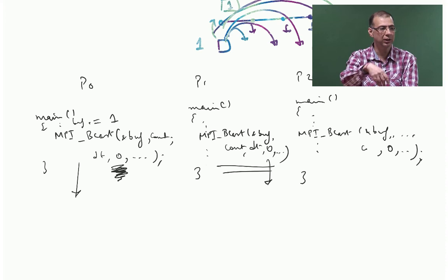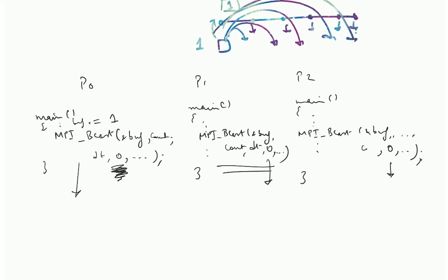And similarly over here, rank 2 knows that I'm not the root, so I have to wait for the data, and once the data comes, I'm supposed to fill it up in the buffer. And same over here, you'll fill it up in the buffer. But the root doesn't fill up any buffer, of course, it is going to send the buffer. Clear? So the critical thing is that all of them are invoking MPI broadcast.